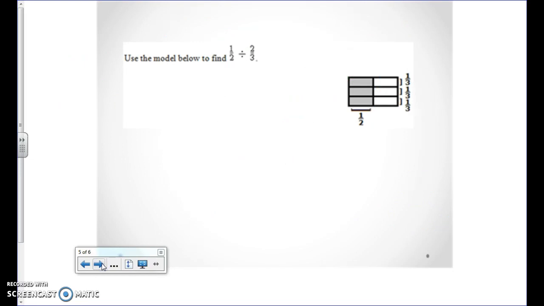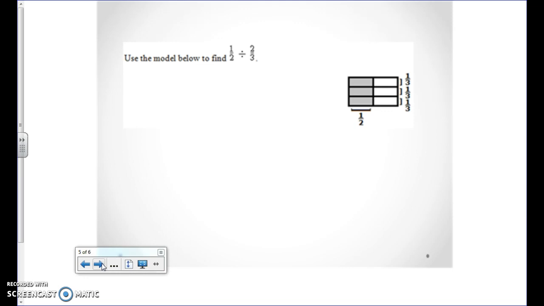And finally, there's just a couple models here that I want to show you. And these are a little tricky. We did something similar to this on a worksheet already, but I want to show you again. It says use the model below to find 1/2 divided by 2/3. So what they did is they only shaded in the 1/2, okay, which can be confusing because we did 2 types of shading.